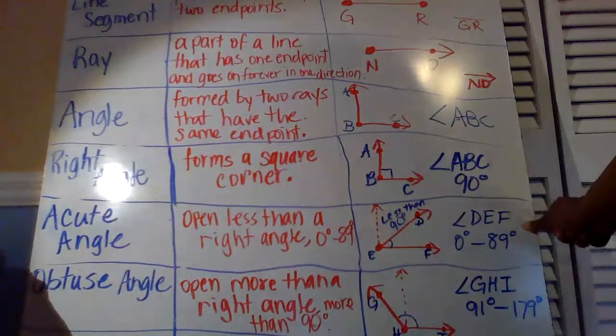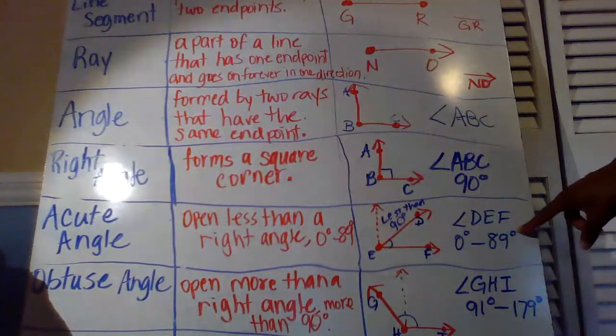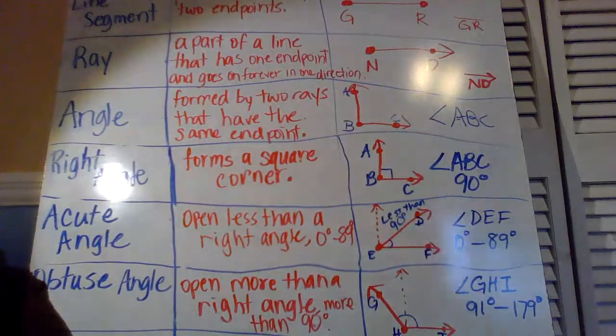This little circle thing is called a degree. So that doesn't say 890, that says 89 degrees. If you need to pause it, go for it.